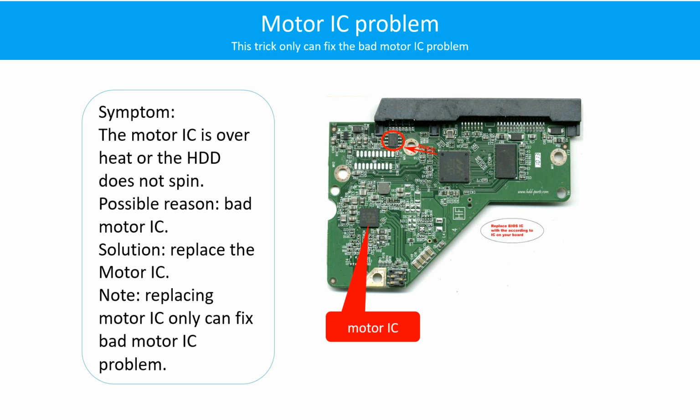Motor IC problem. Symptom: the motor IC is overheating or the hard drive does not spin. Possible reason: the motor IC is bad. Solution: replace the motor IC. Note: replacing the motor IC can only fix the bad motor IC problem. If another part of the hard drive PCB has a problem or the hard drive itself has a problem, replacing the motor IC will not help.